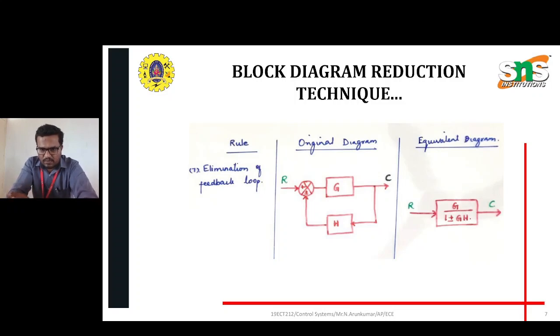G is the point. It can be connected to the feedback point H. So G into H, so G by 1 plus or minus G into H. It can be very useful to transform a large number of block diagram techniques.